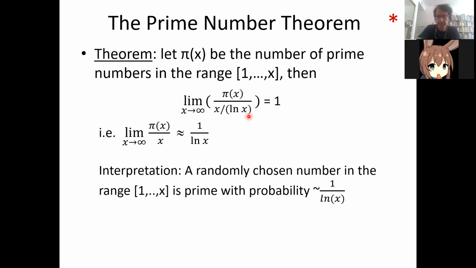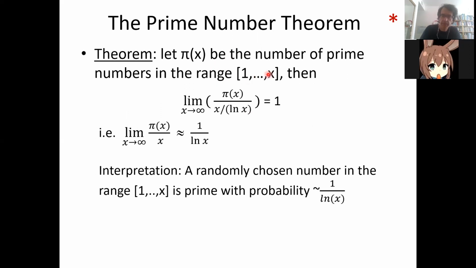Because it's very concise and not obvious. Okay, but we don't need just the fact that they exist. We want to know how common they are. So here's the prime number theorem.